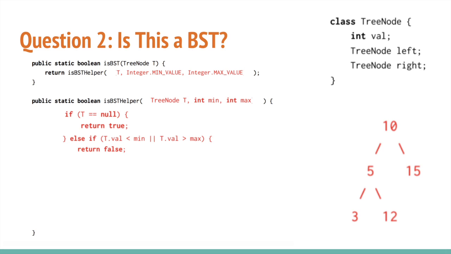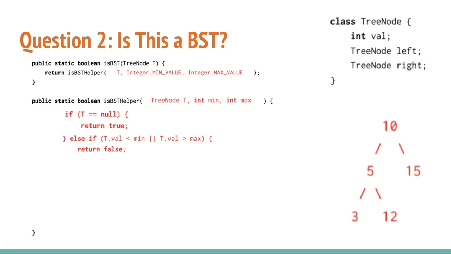And lastly, we want to check if the left and right subtrees uphold BST invariance as well. So we return the logical AND of both calls. Since all nodes of the left subtree should be less than the root, the interval passed in for this function call should be the current node's minimum and the current node's value.